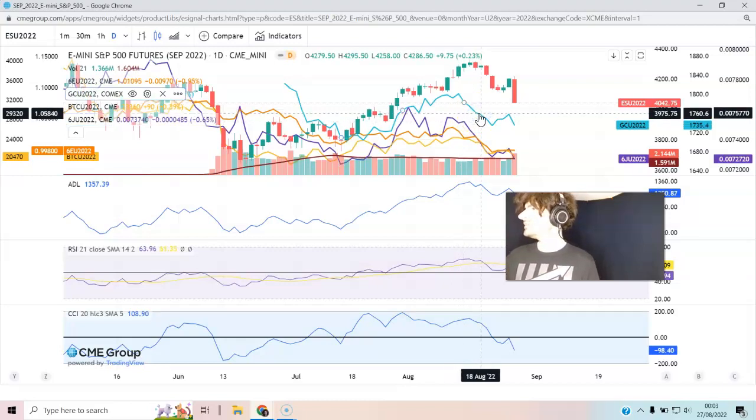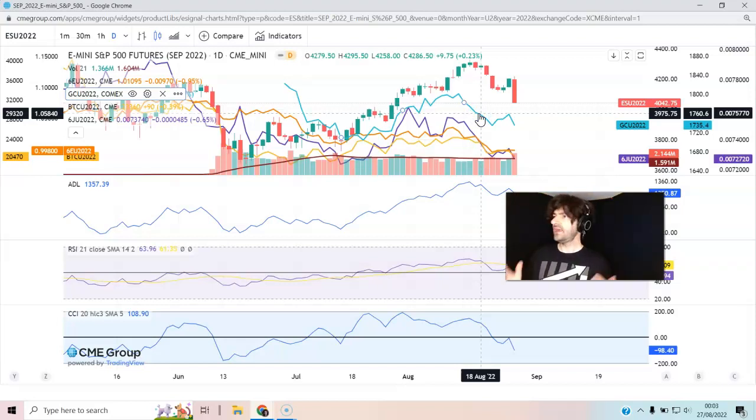Gold is 1735, so gold is below 1800, and everything's really just bearish. There's no store of value in gold. There's no store of value in Bitcoin. And there's no store of value in S&P or indices. Nasdaq, you can look at that as well. Triple Qs, and they're all pretty much down. So the only store of value at the moment is bonds and the dollar.